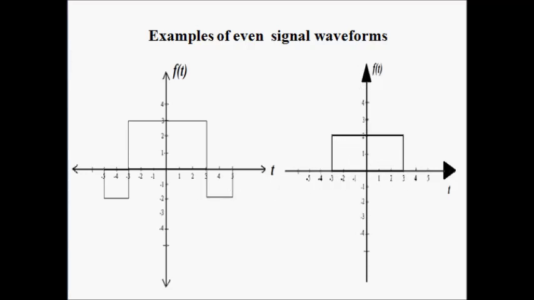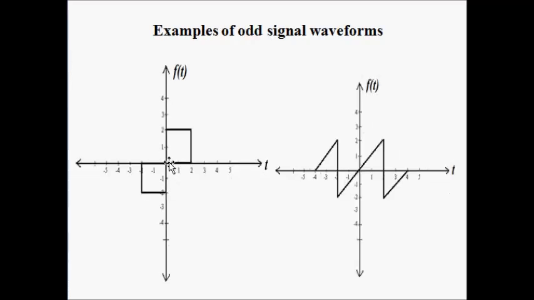Now odd signals. As I said, the odd signal is symmetric around the origin. So when you see these two waveforms, you can find that they are exactly symmetric around the origin. Exactly, if you flip it, it will completely superimpose over each other around the origin. So these are exactly the mirror images or opposites around the origin. They are symmetric around the origin, the odd signal waveforms.